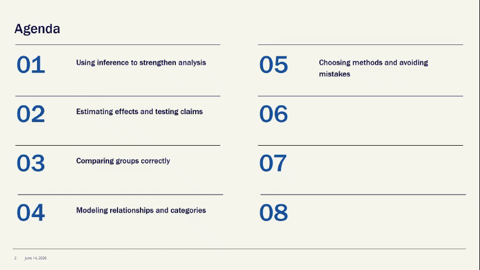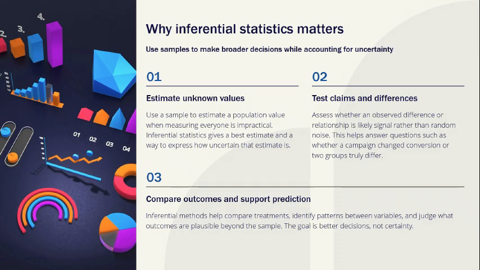In real-world situations, collecting data from an entire population is often expensive, time-consuming, or impossible. Instead, we gather information from a sample and use inferential statistics to make informed conclusions about the larger population. There are three major reasons inferential statistics is important.